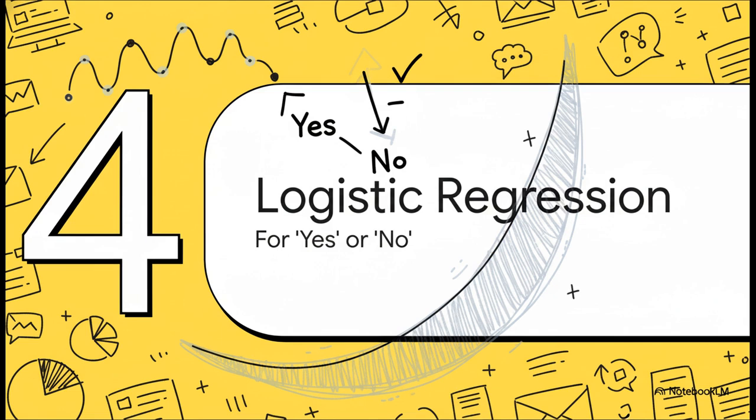All right, so far we've learned how to predict numbers that can fall anywhere on a line or a curve. But what if the question we're trying to answer is totally different? What if the answer isn't a number at all, but a choice, like yes or no? For that kind of job, we need a brand new tool in our kit.